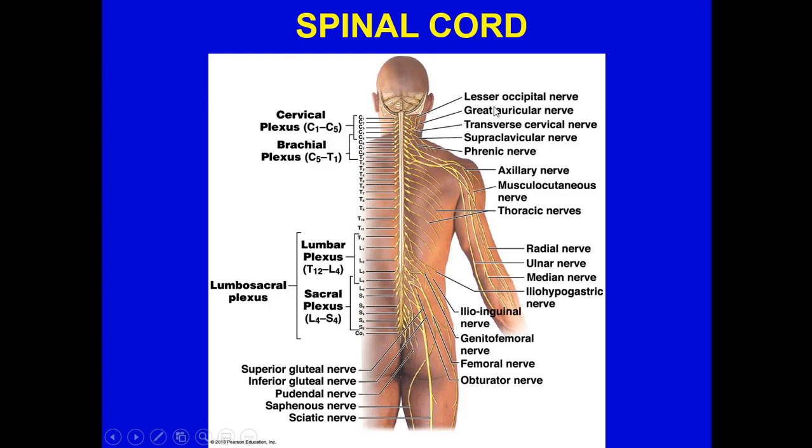So you have the greater occipital nerve, lesser occipital nerve, great auricular nerve, transverse cervical nerve, supraclavicular nerve, phrenic nerve. Then you have this plexus right here. Remember how I said you don't want to get hit in the shoulder? It gets shot right there. What happens? Could be possibly damage to the axillary nerve, musculocutaneous nerve, thoracic nerves. All of that, that's not a pretty sight. Notice that you're going to have also radial nerve, ulnar nerve.